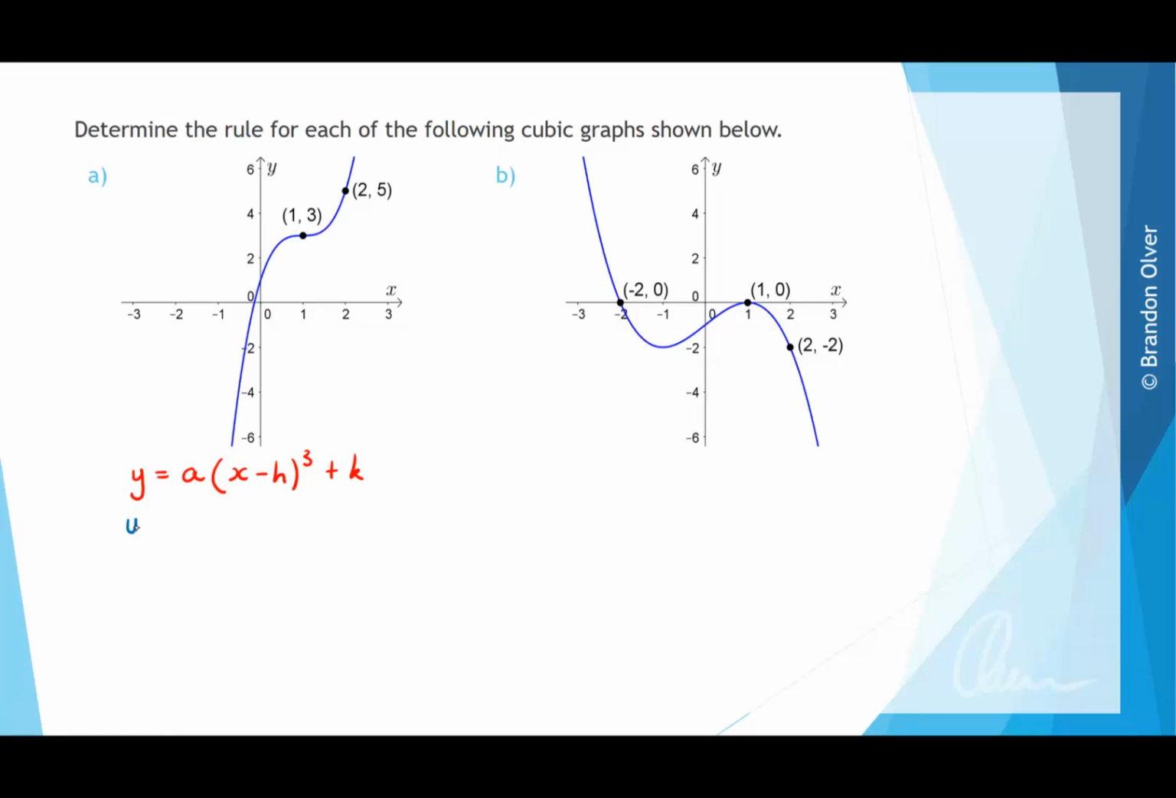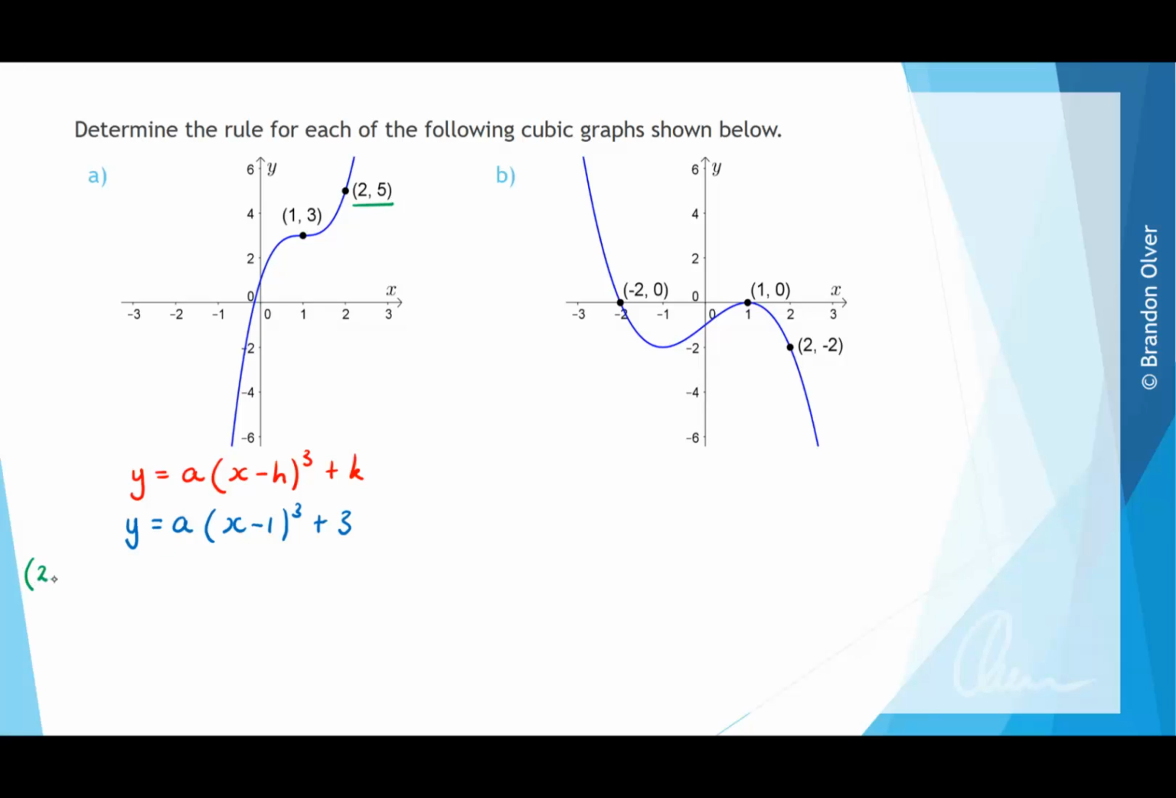So that means our equation becomes y equals a, and if it's at positive 1, we have x minus 1 inside the brackets, and then the y value is 3, so it's plus 3 in the k position. We then use the point (2, 5) to find the dilation factor a.